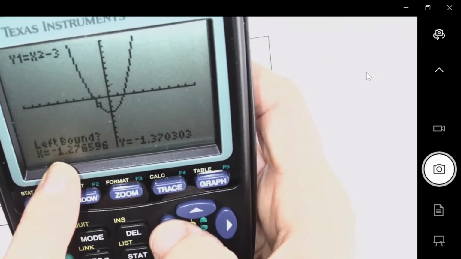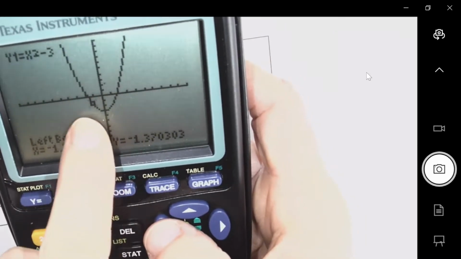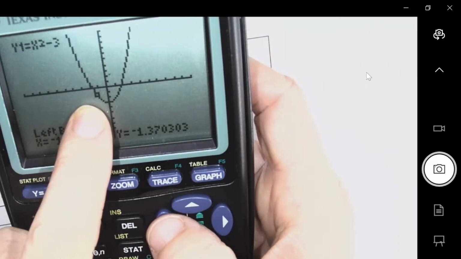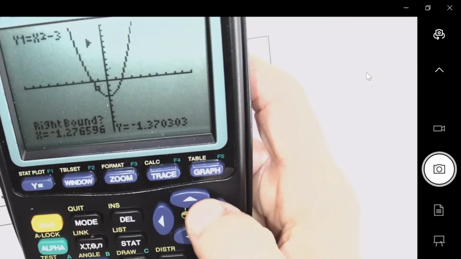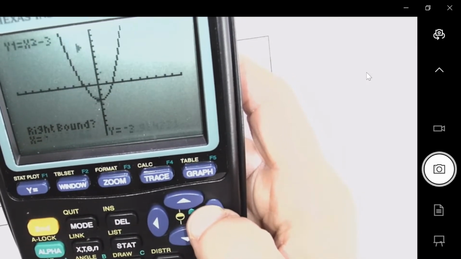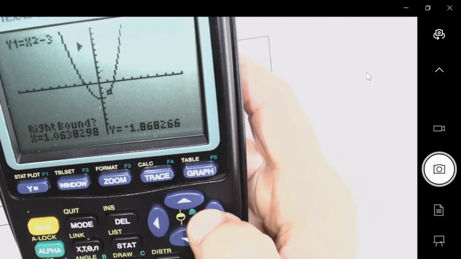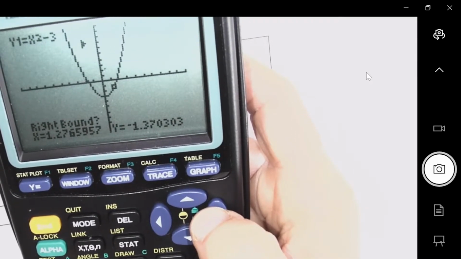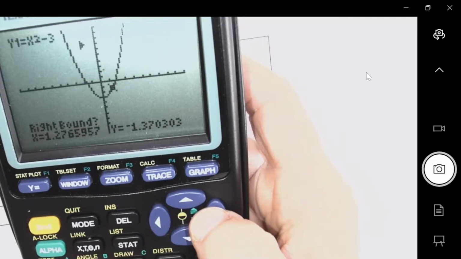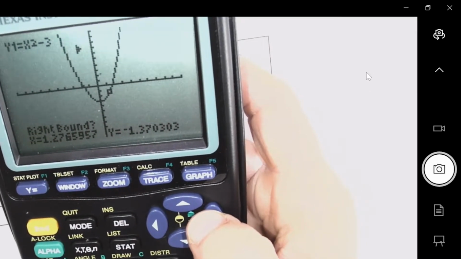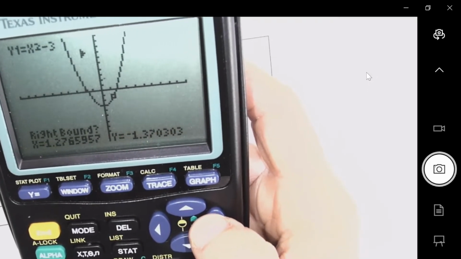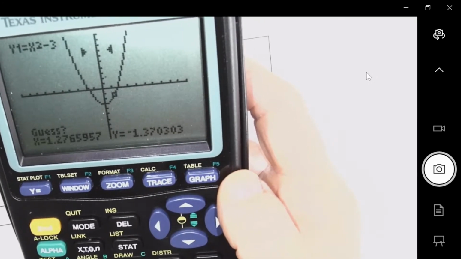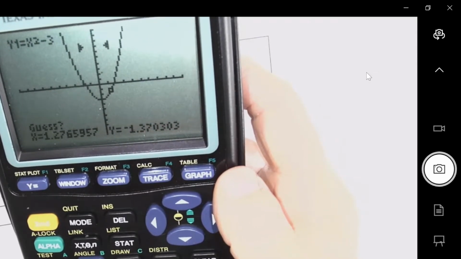Okay, so somewhere like that, my mouse, I moved it to the left. Enter. Okay, now I'm going to move it onto the right side. So there, I moved it right. Because I'm trying to tell my calculator, find it. It's between here and here. Enter. And now it says guess.